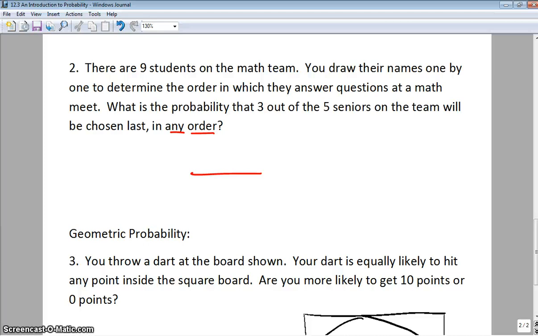So of the 5 seniors, I want to choose 3 of them. So it's a combination of 5 choosing 3. Out of the total number of possibilities, so there are 9 students on the math team, so I'm really choosing from 9 students. So the total possibilities would be a combination of 9 choosing 3. So you go to your calculator and you see that it is approximately 11.9% probability.